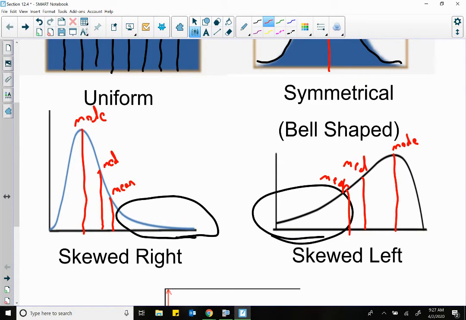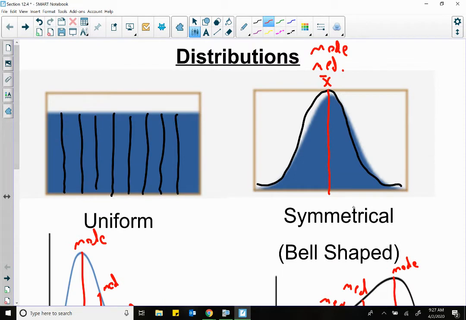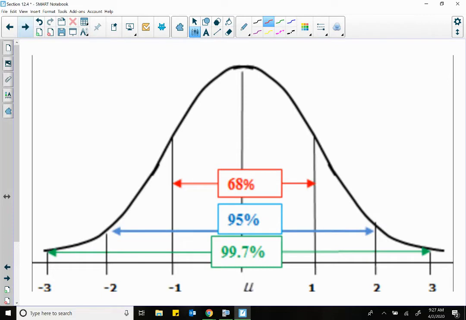So let's talk about this symmetric distribution. So here you have notes that I have given you. Okay. And in these notes, they are called the empirical rule. And that's what this page is about. It is about what we call the empirical rule. And that's the big majority of this section.